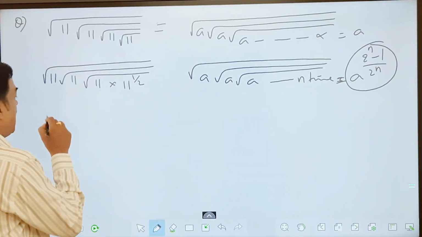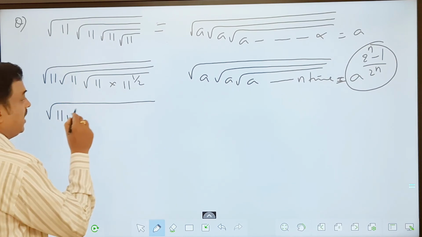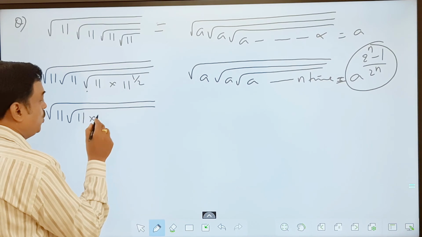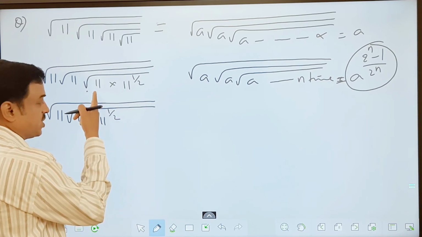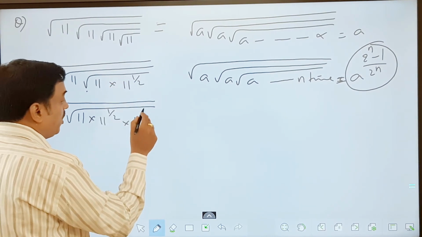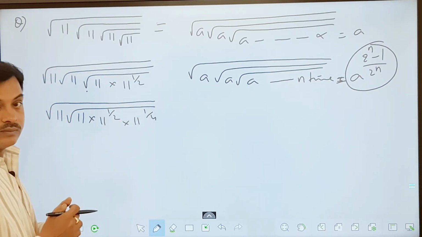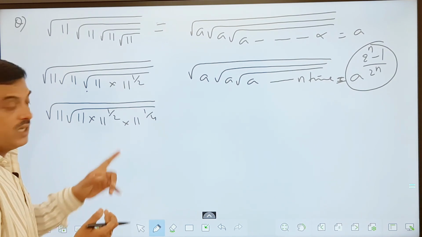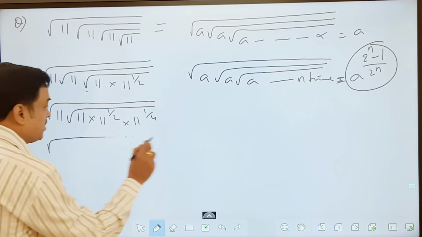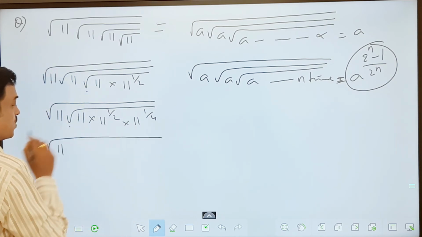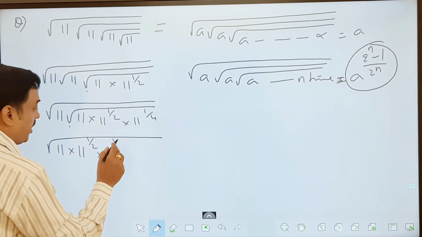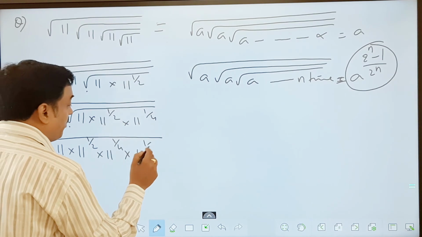Correct? Next, under root of again 11, under root of 11. Now this square root I can write as 11 to the power of 1 by 2 for the first one. And for the second one, it's a square root on a square root, so 11 to the power of 1 by 4 it will be, since 1 by 2, power 1 by 2 again. Now again, third step. This square root I can remove and write 11 to the power of 1 by 2 into 11 to the power of 1 by 4 into 11 to the power of 1 by 8.